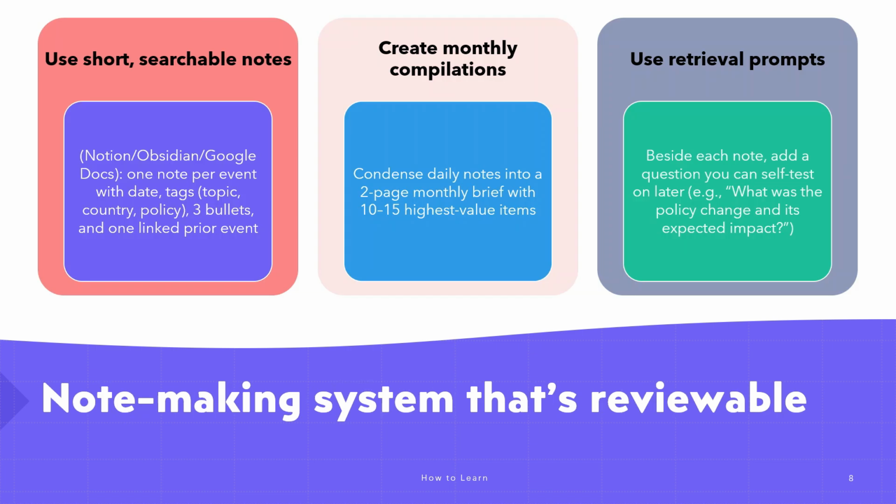Note-making system that's reviewable. Use short, searchable notes in Notion or Obsidian or Google Docs. 1 note per event with date, tags, topic, country, policy, 3 bullets, and 1 linked prior event. Create monthly compilations. Condense daily notes into a 2-page monthly brief with 10 to 15 highest value items. Use retrieval prompts. Beside each note, add a question you can self-test on later. Example: what was the policy change and its expected impact?